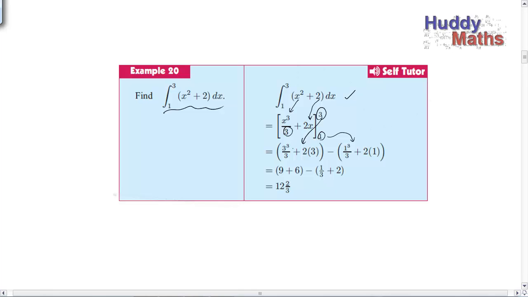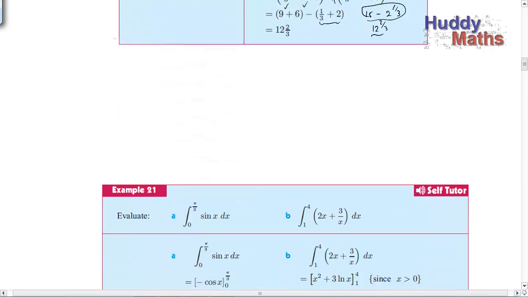Work out the numbers. 3 cubed on 3 is 9, plus 6. Use of brackets is very important because that subtraction is there. Then we've got a third plus 2, and we would work that out. So it's 15 take 2 1/3, which is 12 2/3. A little step in there that you'd have to do. All right, do you get it? We're not doing anything really different. We're just using this box notation, which is conventional, rather than f of 3 take f of 1.